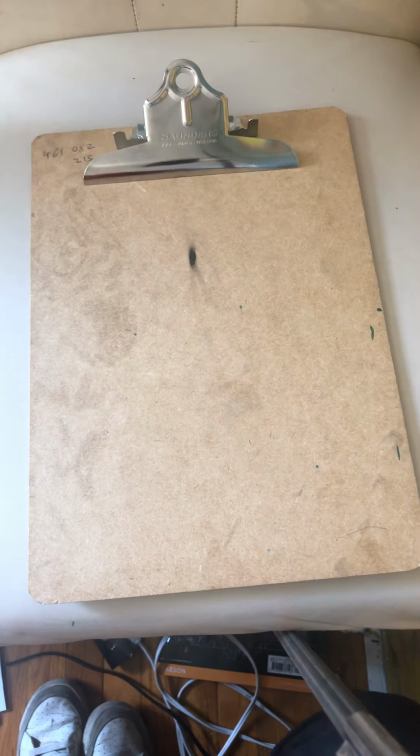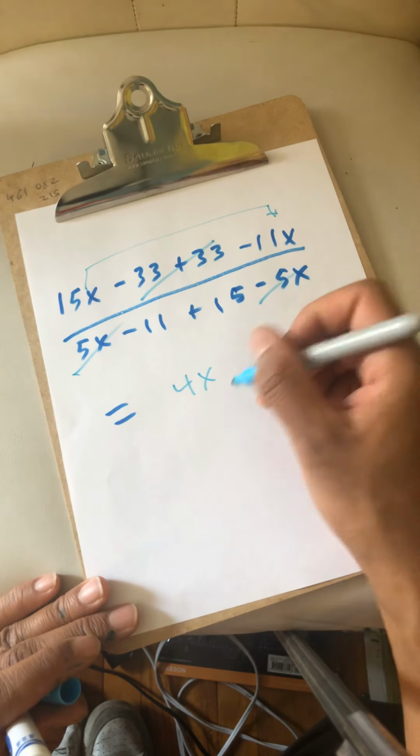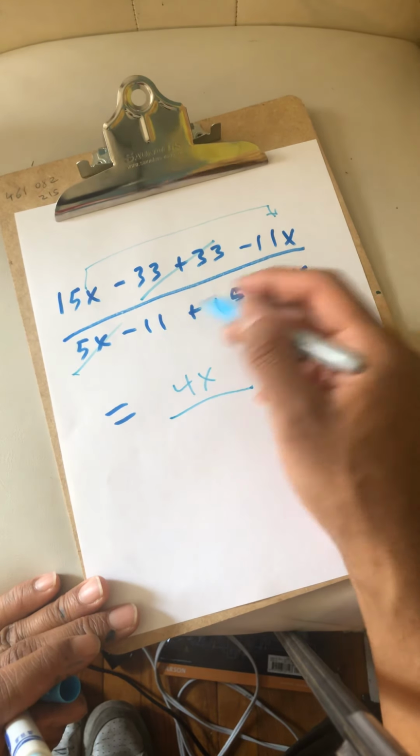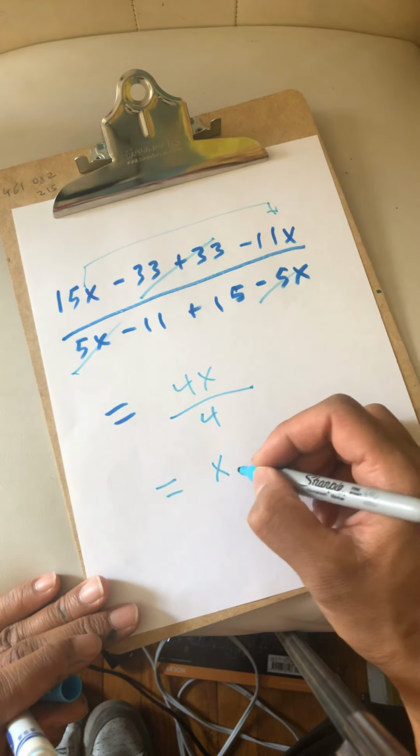So when you simplify, again, you have 15x minus 33 plus 33 minus 11x over 5x minus 11 plus 15 minus 5x. If you gather all the like terms, you should see, hopefully, that negative 33 and 33, inverses, give you 0. 15x minus 11x is going to be 4x. 5x and negative 5x, similarly opposite, so they cancel. Negative 11 plus 15 is 4. As I said before, 4x divided by 4 is just going to be x. So that's what you show.